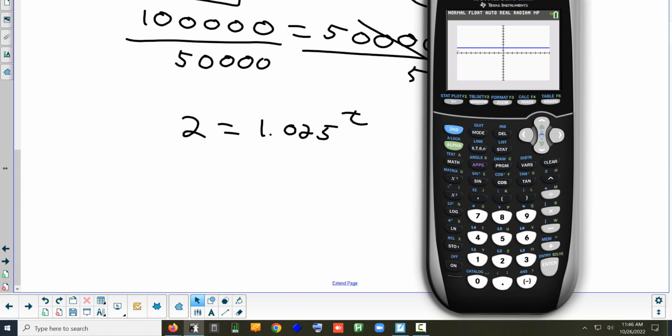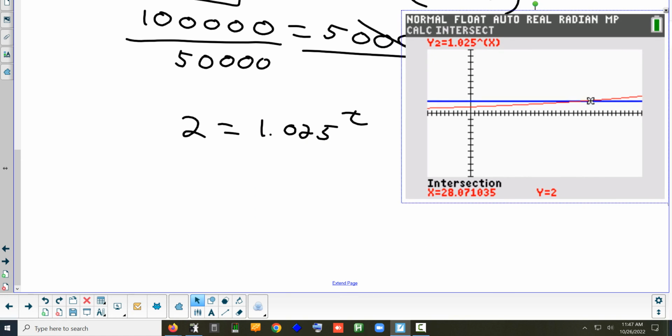I think. Maybe. Let's see. No. So I need to go further to the right. Let's set the x max at like 40. I think that should be fine. Yeah, it's fine. It's good enough. I can see where they cross. So second calc, intersect. And I get a time of how many years before the population hits 100,000? Yeah, about 28.1.